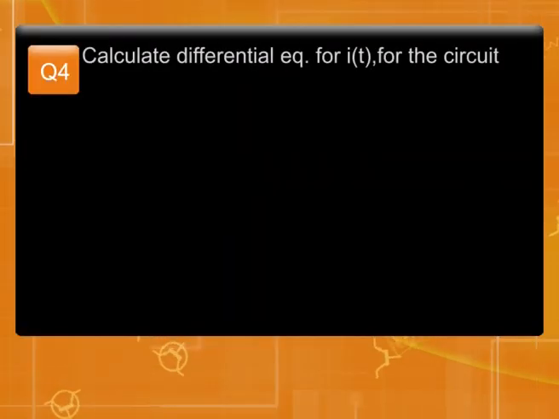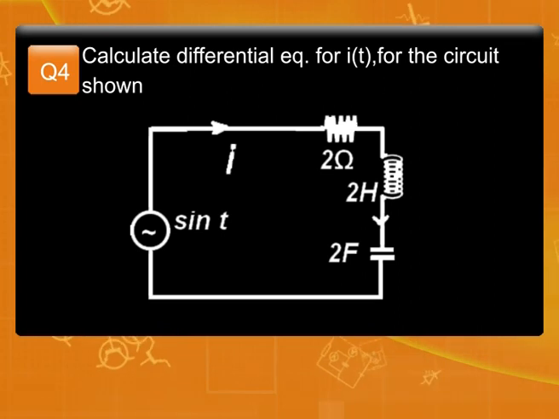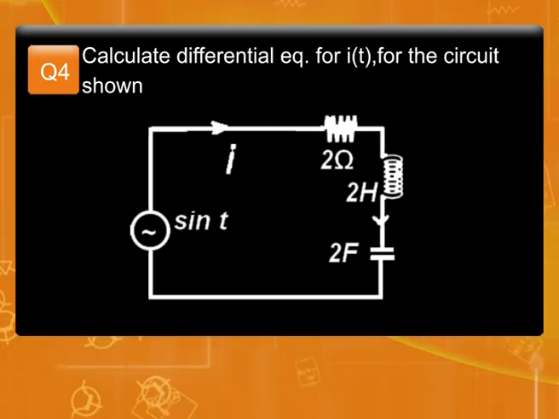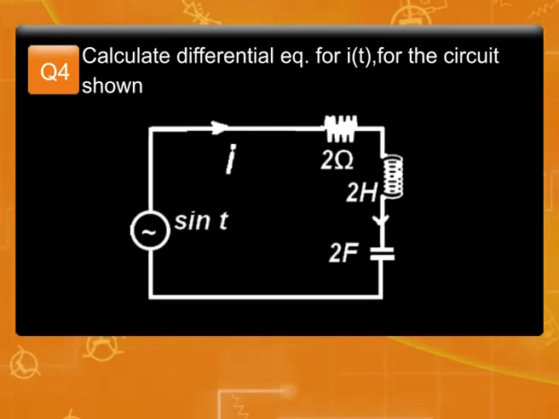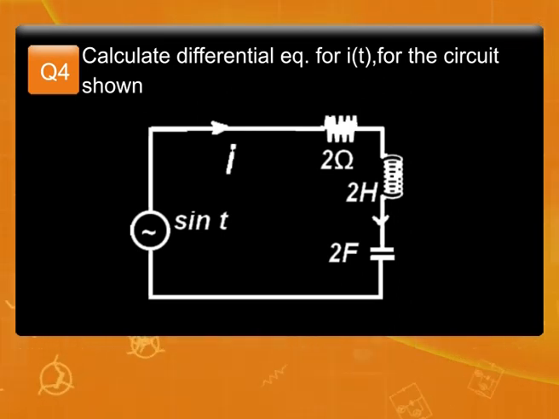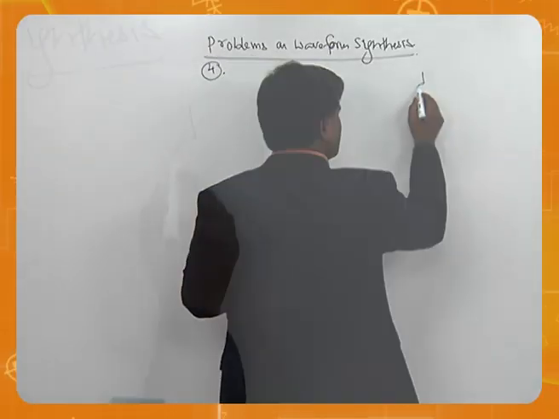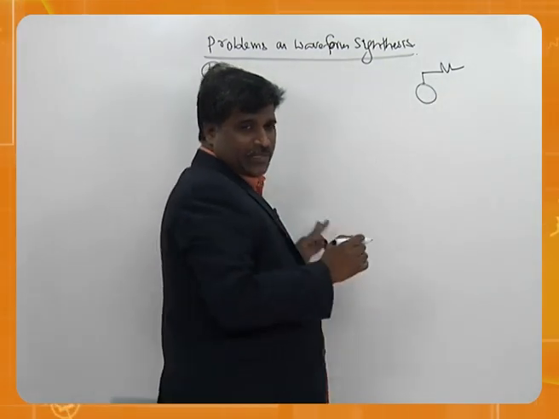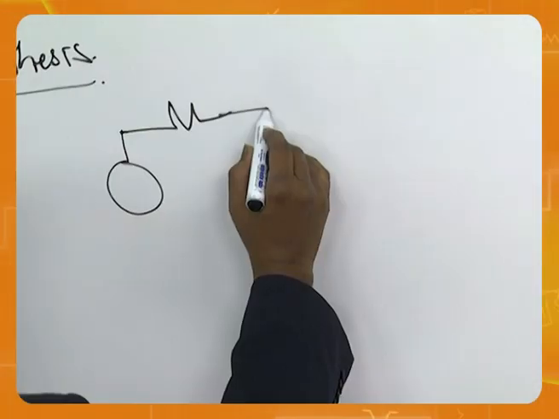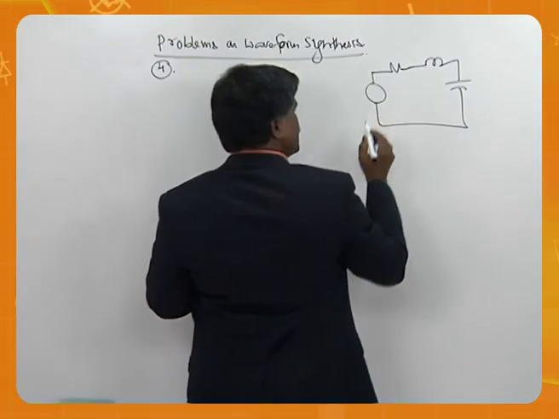Calculate differential equation for I of t for the circuit shown. Please observe this problem. He is not asking the solution. He is not even asking I of S. He is simply giving differential equation he wants. What is the circuit given to us? This is the circuit. He has used all the three elements.